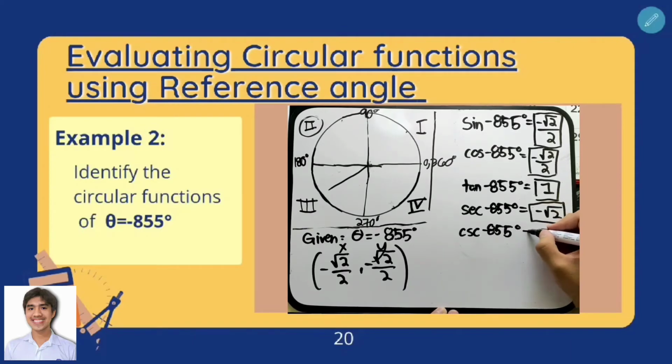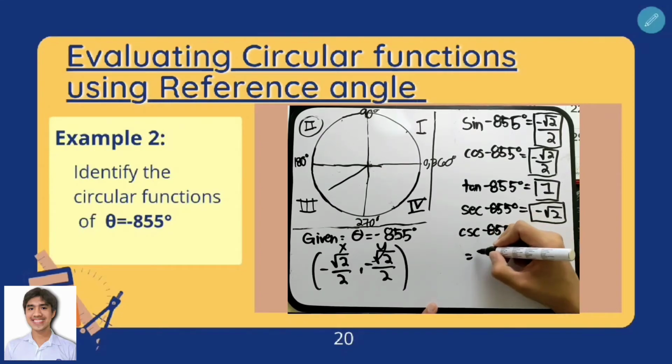Next, let's find our cosecant of negative 855 degrees. Cosecant is the reciprocal of sine, so we will have negative 2 over square root of 2. Again, the denominator should not contain any radical, so we need to rationalize this.